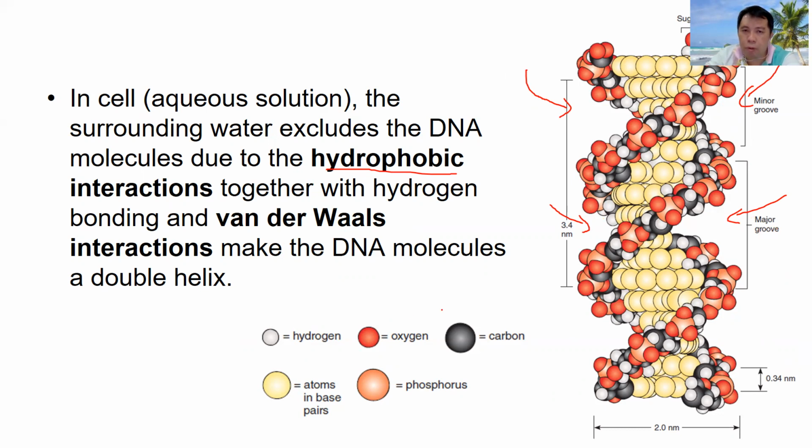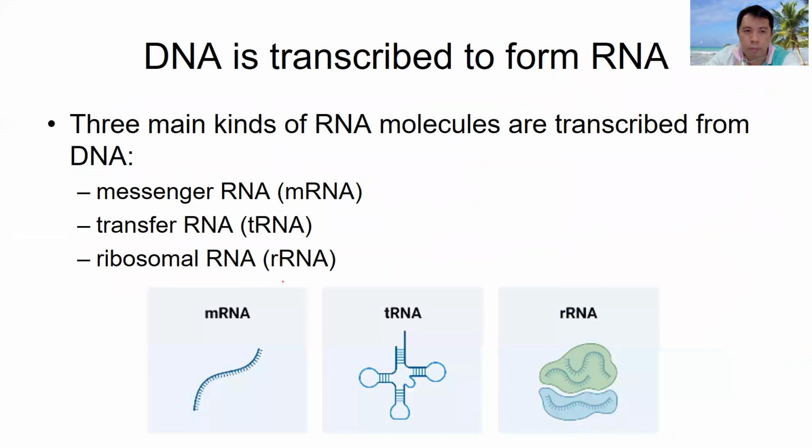Due to the hydrophobic interactions, the sugar phosphate backbone, the phosphate part, is on the outside. That means it is in contact with the water molecules. The interior is mostly non-polar molecules. Therefore, with the hydrophobic interaction, the non-polar molecules are brought into close contact, and this generates the van der Waals interactions.